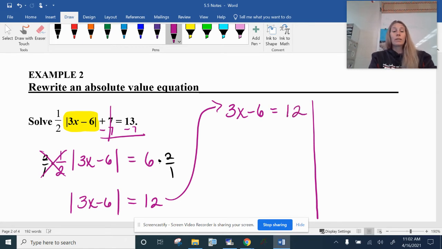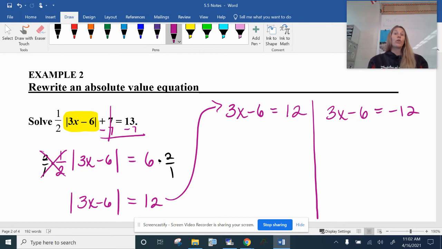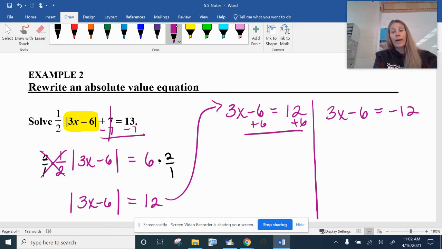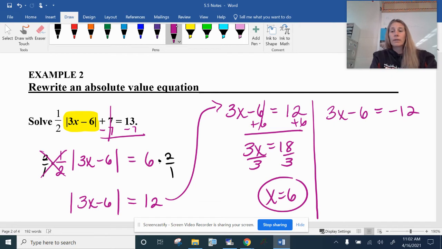So the 3x minus 6 could equal positive 12, but 3x minus 6 could also equal negative 12, because both of those are the same distance from 0 of 12 that we have here. So once you write it out both ways, you add the 6, which gives me 18. I divide by 3. My first solution for x is positive 6.